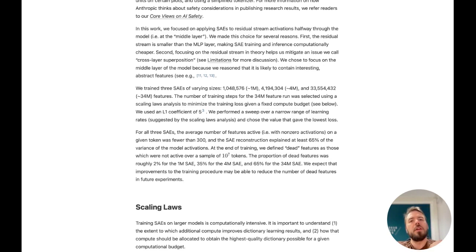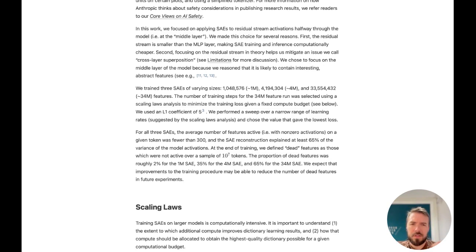Oh, interesting. Okay. The number of training steps for the 34 million feature run was selected using a scaling laws analysis to minimize the training loss given a fixed compute budget. We used an L1 coefficient of 5. We performed a sweep over a narrow range of learning rates suggested by scaling law analysis. We chose the value that gave the lowest loss.